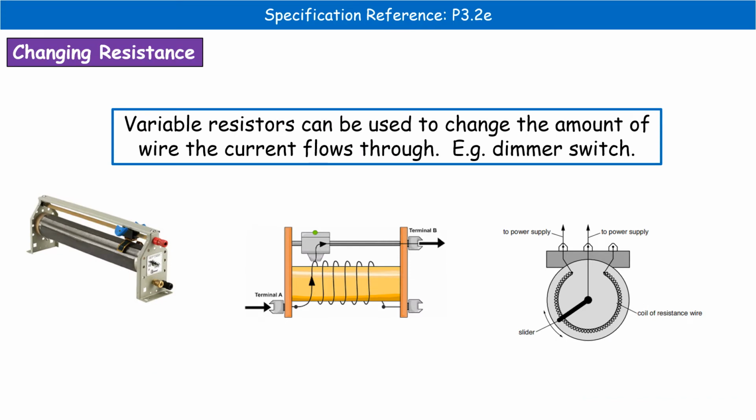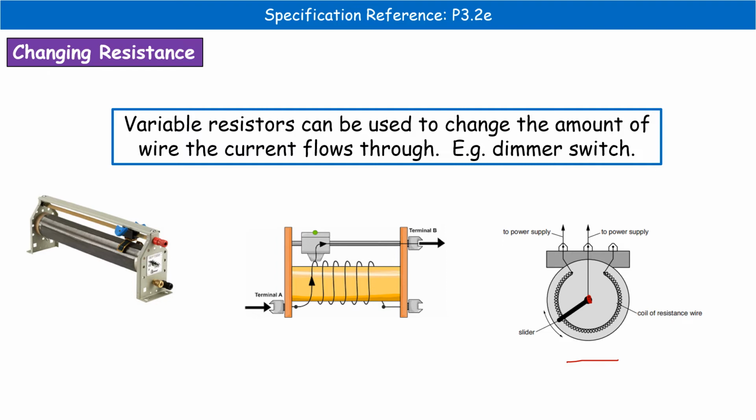In terms of a device that we can use to change resistance, we use these in a lot of everyday appliances. If you've got a dimmer switch in your house on your lights, then that is a variable resistor. If we look at the little picture on the right, this is our basic setup of a dimmer switch. You can see one of the connections goes to this central part here, and then the slider itself is in contact with this little coil of resistance wire.